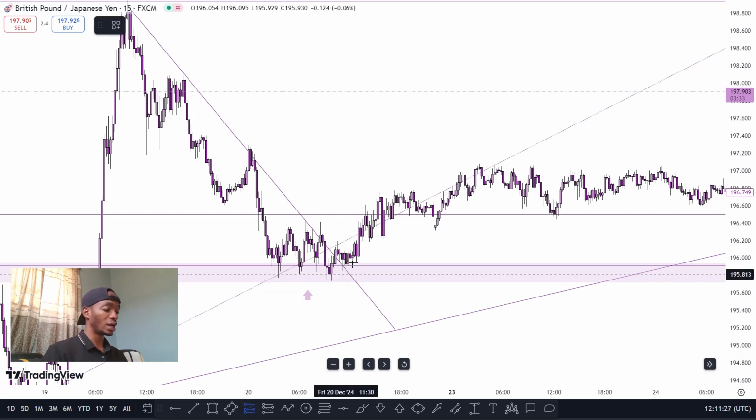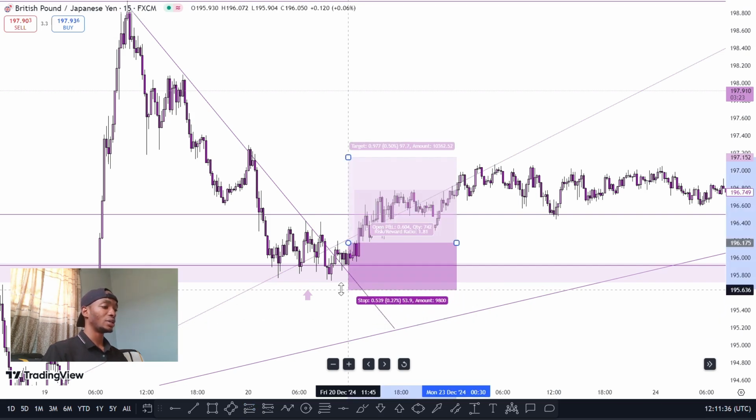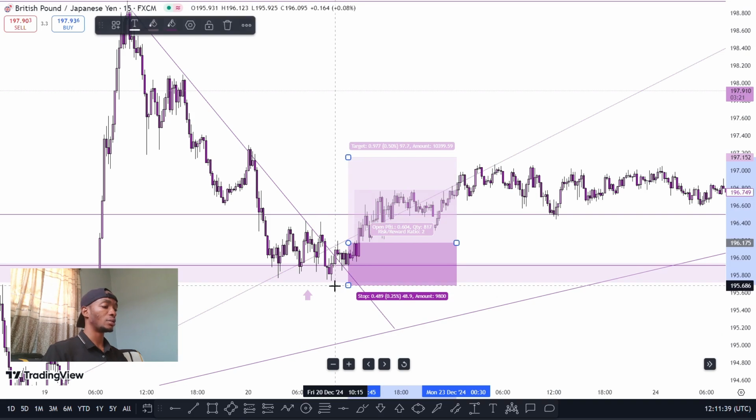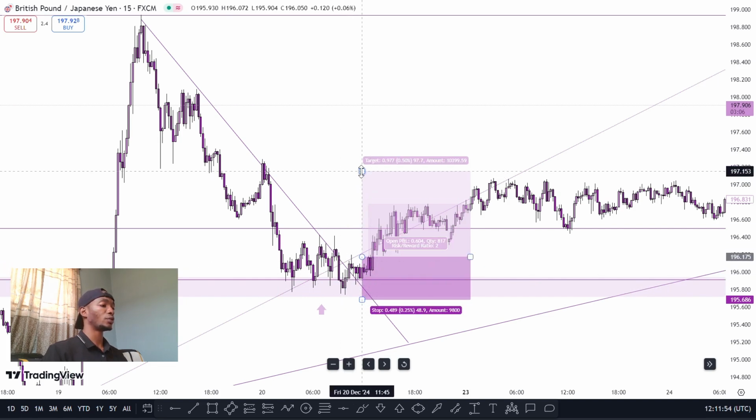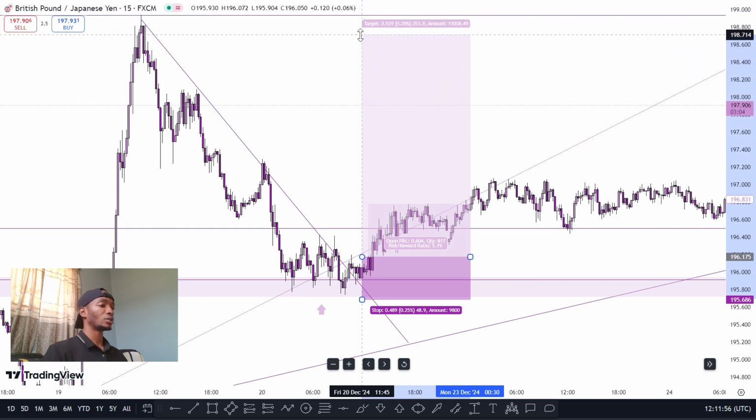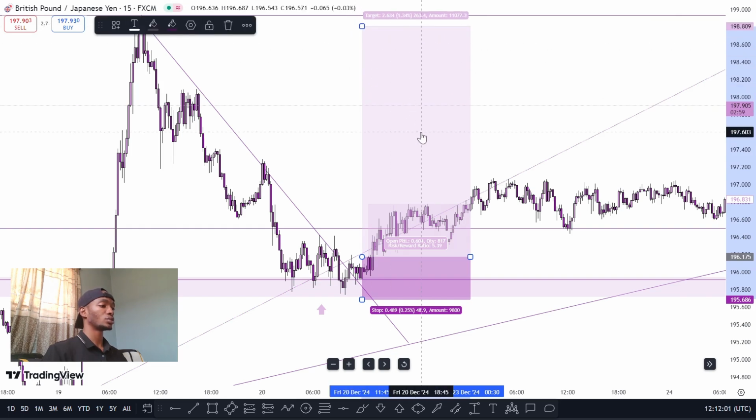I'm going to show you the trade anyways. I made my entry around this zone, I don't know which, but the whole thing is that I made the entry and my SL was below this very market structure, below the last key level that was formed before the break of the trend line. Then my take profit was around this zone.